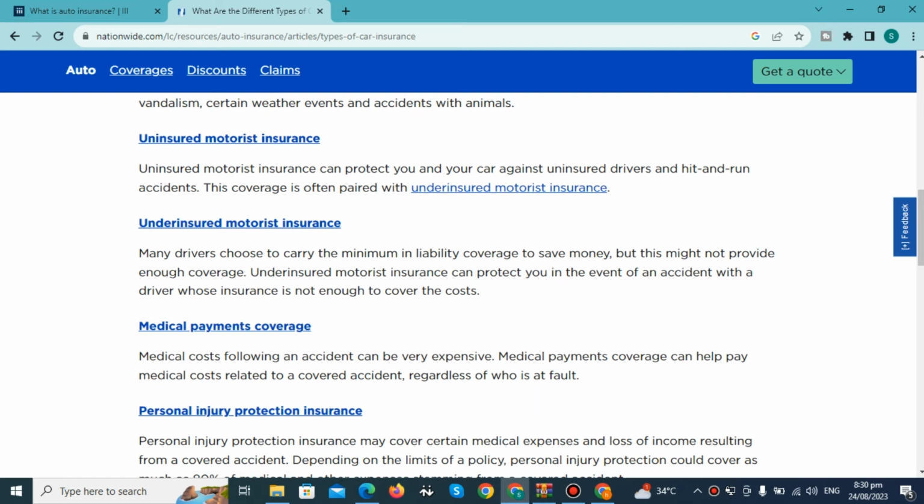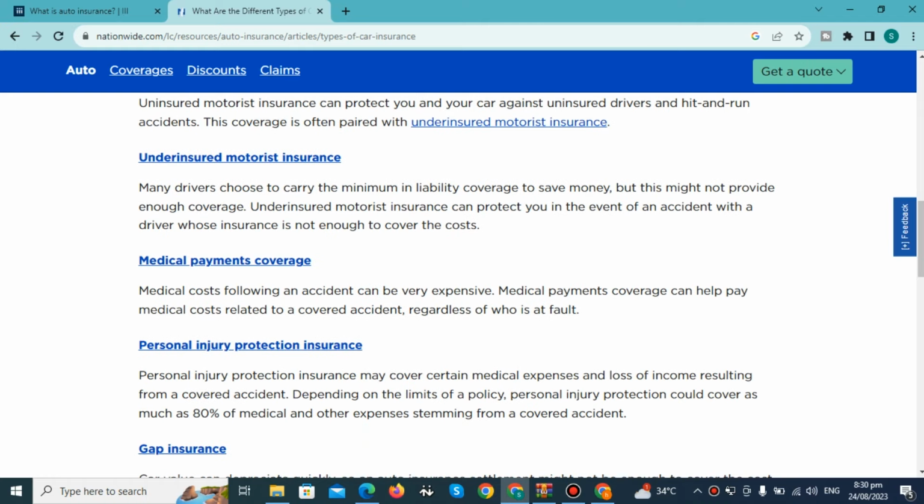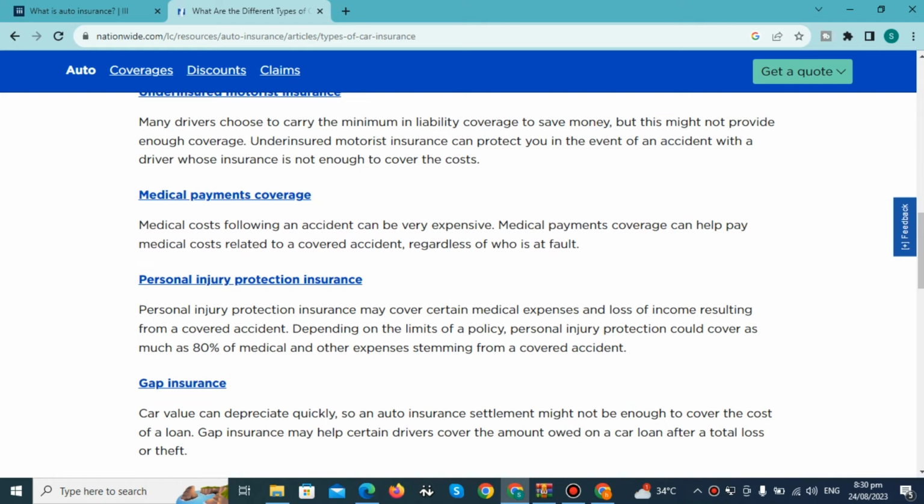Medical payment coverage. Medical costs following an accident can be very expensive. Medical payments coverage can help pay medical costs related to a covered accident regardless of who is at fault.